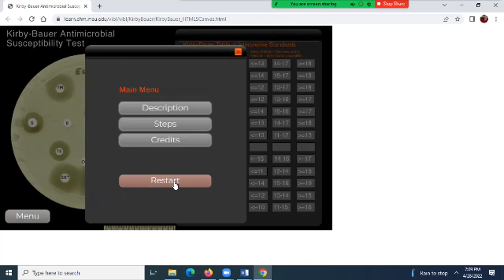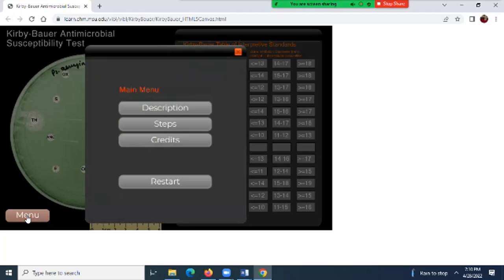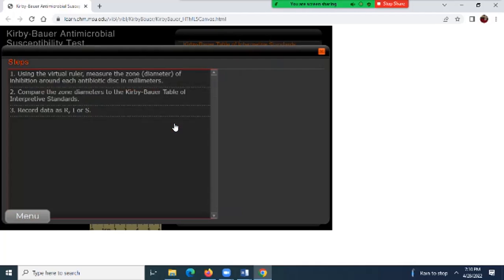So click the menu and it will tell you how to go about doing this. And when you did restart, it gives you the different bacteria. And this one there, CIP, you bring the ruler up and then measure the size of the zone of inhibition. That looks like it's very close to 4 centimeters, which would be 40 millimeters. And so CIP would be greater than 17 millimeters. So we'd say that one is sensitive. Any question about any of that? How you work the virtual lab? Now, how do you go through the different steps here? There we go. Measure, it tells you how to do it. Hit the steps, take the virtual ruler, measure the zone of inhibition, compare it to the table, and then record the data as R, I, or S.